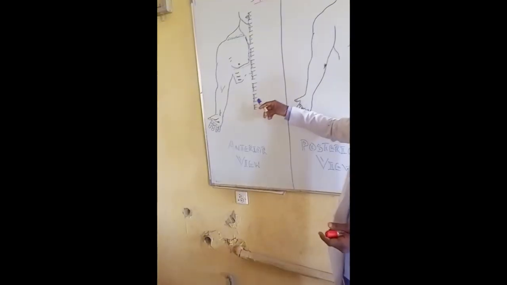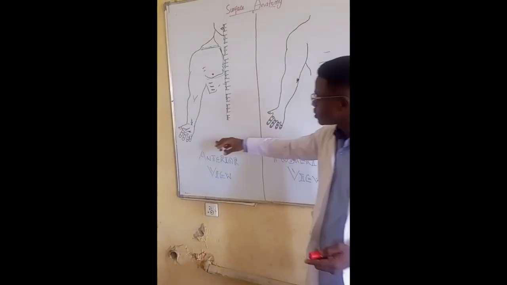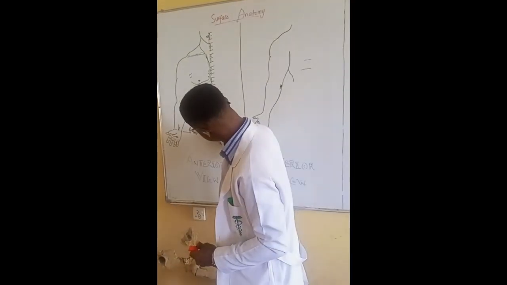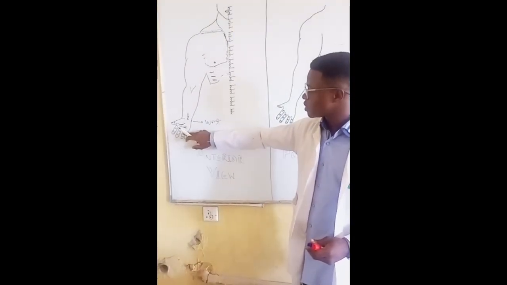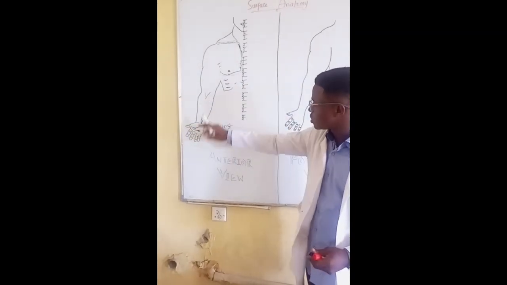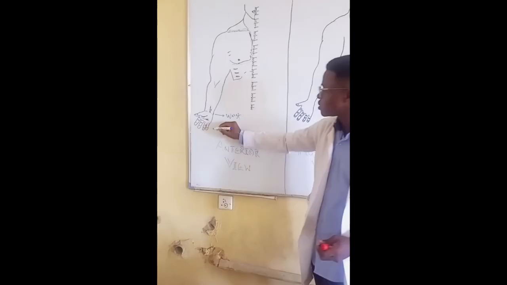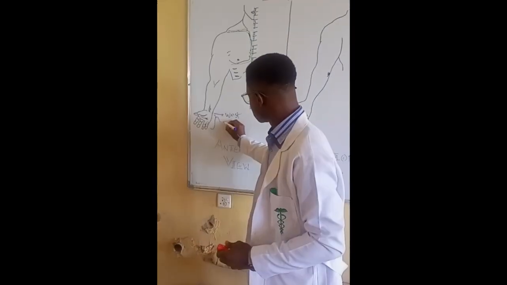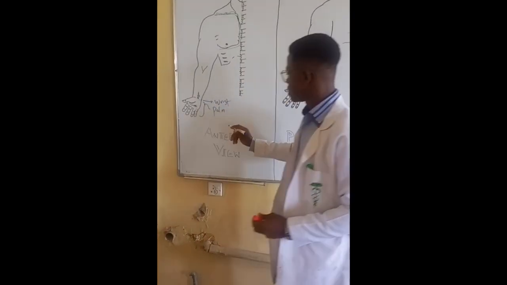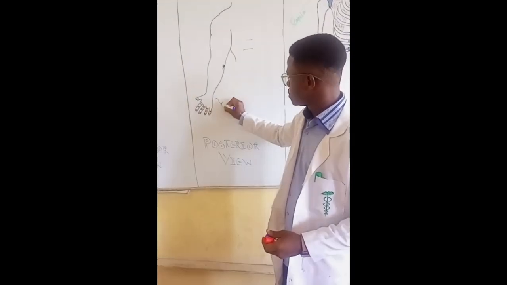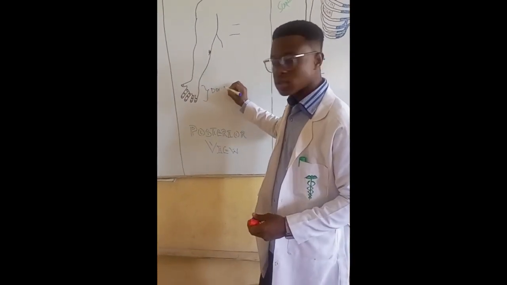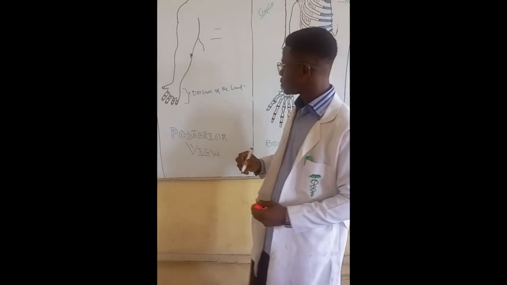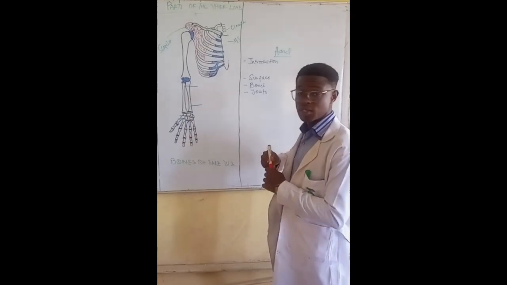Looking at our surface anatomy of the upper limb, here is the region of the wrist, while here, since this is the anterior surface of the upper limb, we have the palm of the hand. So from the proximal end of the wrist, we have the palm of the hand. Then we have the dorsum of the hand. So we are done with the introduction of the hand.